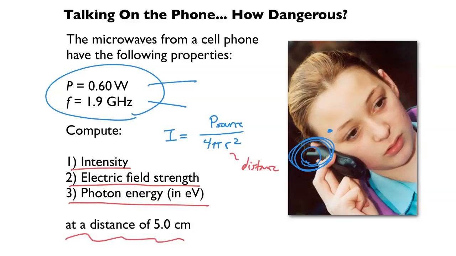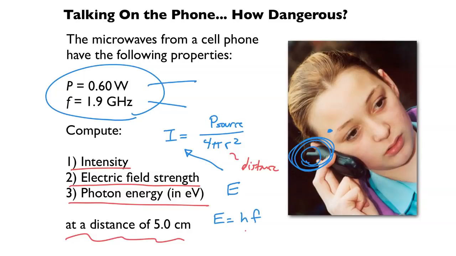Once I have the intensity, I can calculate the electric field strength. The electric field strength is related to the intensity, and we saw that relationship last time. The photon energy, I can just calculate using the frequency. I could do E equal to 1240 divided by the wavelength, if I took my frequency and converted it into wavelength, but it might be easier just to say E is equal to h times f.